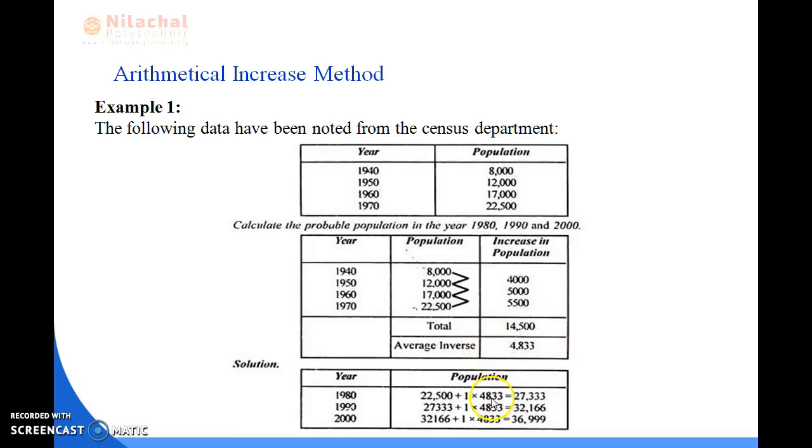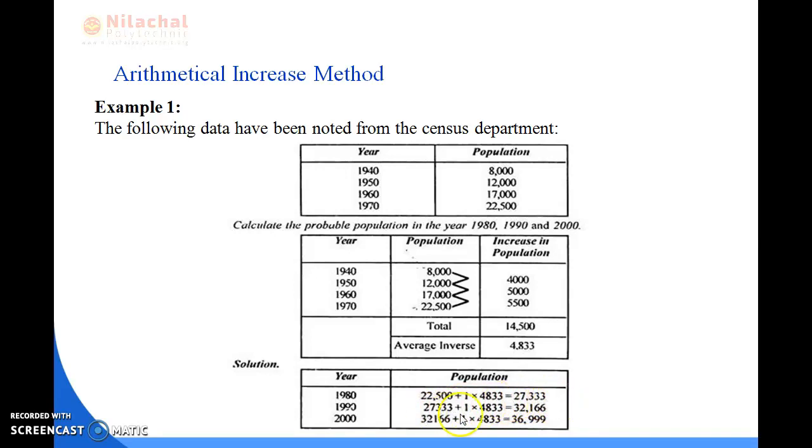All of you now know how we got 4,833. So we will write here C as 4,833, and the answer we get is 27,333. Same for P1990, we give the present population and apply the formula P plus n into C. Here, the present population we can take as 1980.